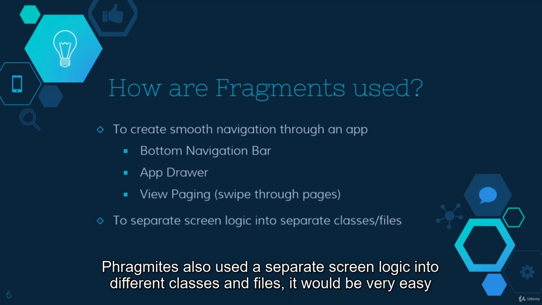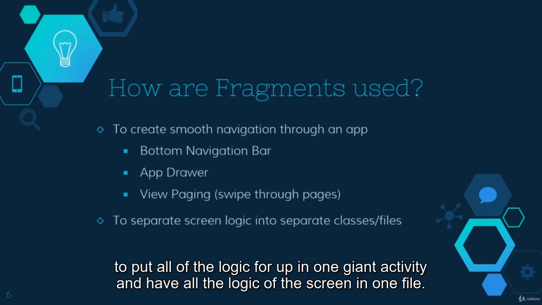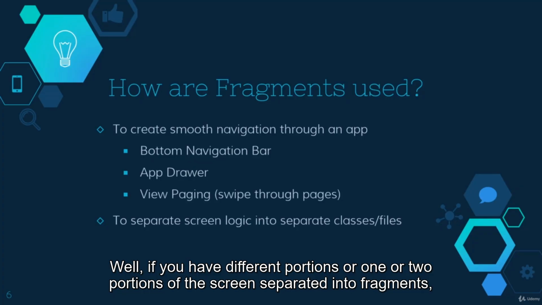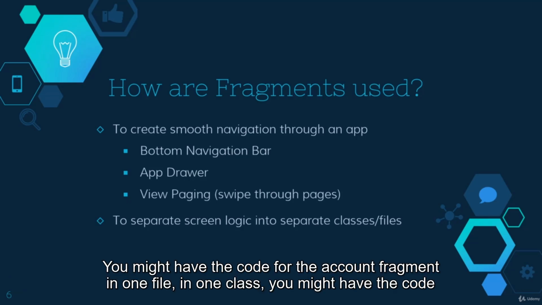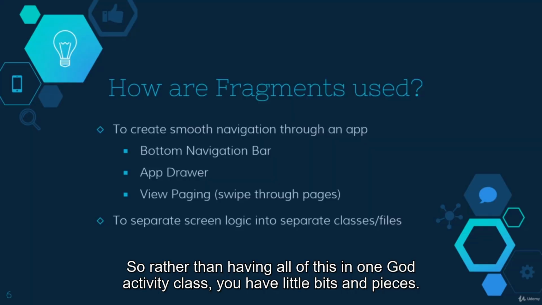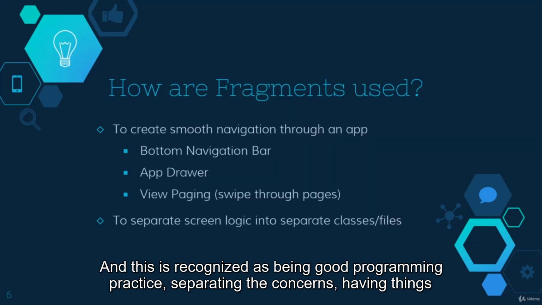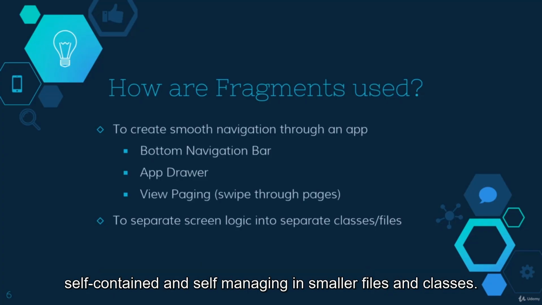Fragments are also used to separate screen logic into different classes and files. It would be very easy to put all of the logic of our app in one giant activity, and have all the logic of the screen in one file. Well, if you have one or two portions of the screen separated into fragments, it breaks the code up a little bit. It makes programming the app and reading the code a little bit more digestible. You might have the code for the account fragment in one file in one class. You might have the code for the newsfeed in another class. So rather than having all of this in one God activity class, you have it in little bits and pieces, and this is recognized as being good programming practice, separating the concerns, having things self-contained and self-managing in smaller files and classes.